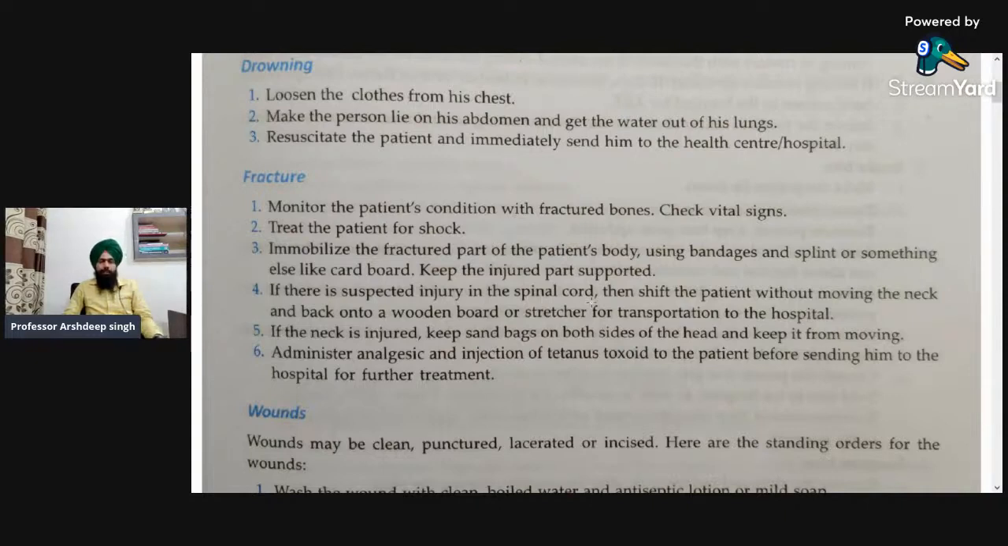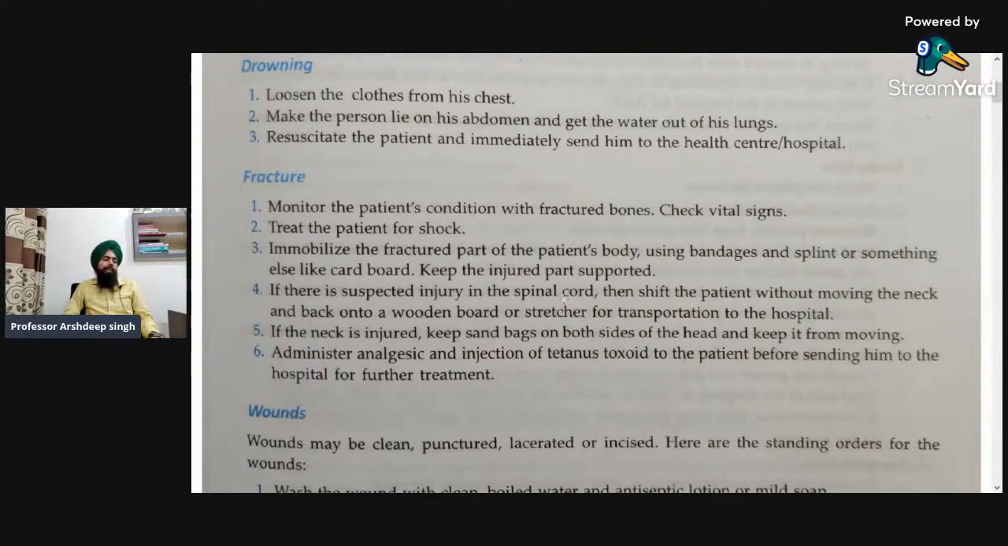Next, if there is suspected injury in the spinal cord, then shift the patient without moving the neck and back onto a wooden board and stretcher for the transportation to a hospital. In case the spinal cord is fractured, because the spinal cord controls many of the limbs or the organs, like the movement of the hands or the legs or the movement of the body part. Okay, so in that condition, make the patient lie down on a wooden board or a stretcher. Okay, and if the neck is injured, keep sandbags on both sides of the head and keep it from moving. So we have to immobilize the neck.